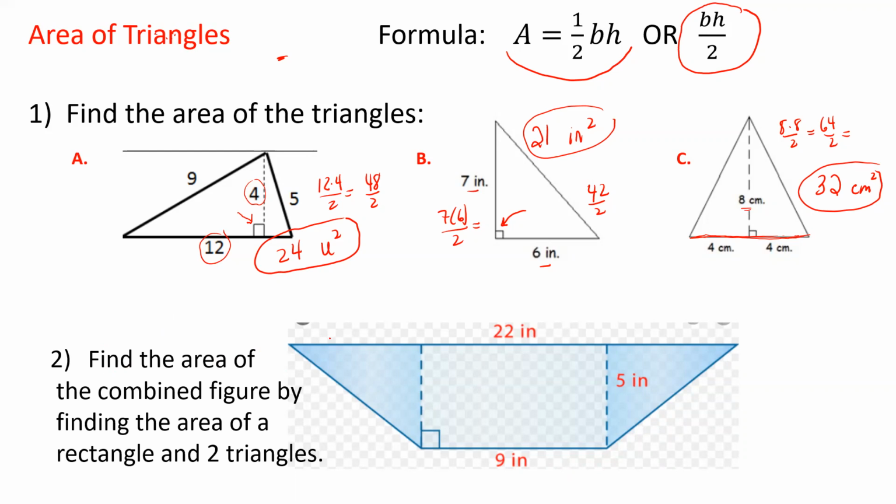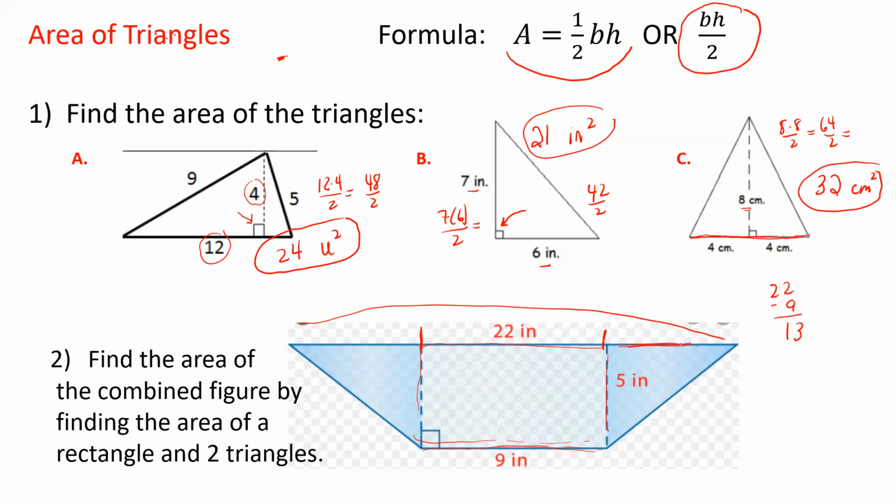But for now, for 6th grade, we're just going to think of this figure as a rectangle and 2 triangles, okay? So the 2 triangles are going to have the same base. So from here to here is 9 inches, but we see that the whole length is 22. So the first thing we want to do is find out what is the base of these triangles. So we know the height is 5. We need the base. So we're going to take 9 from 22, and that's 13.